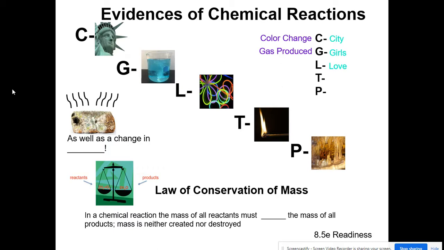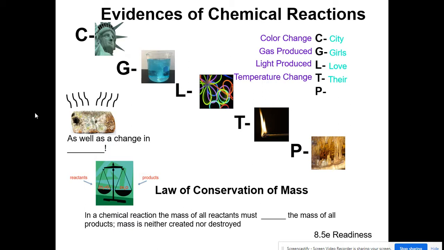C, color, G, gas, L for light. What do city girls love? City girls love their CGLT. What could be a T with a flame? What evidence could that be? Temperature change. Great job.